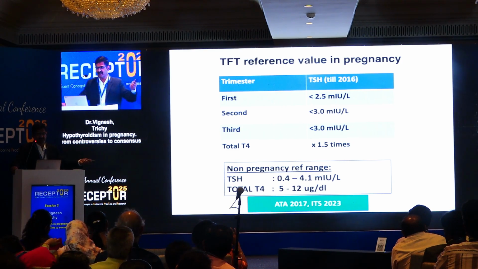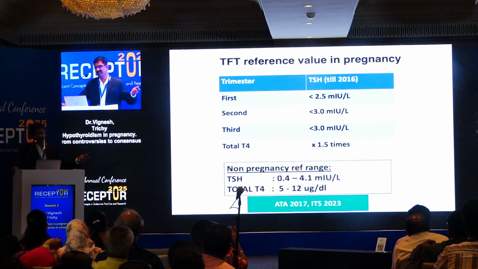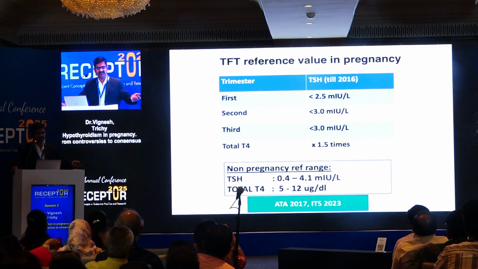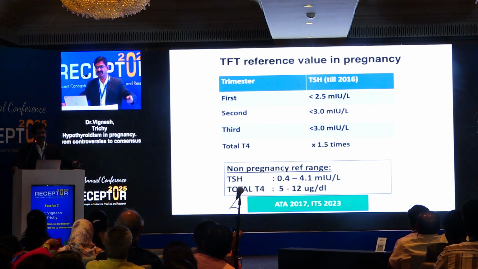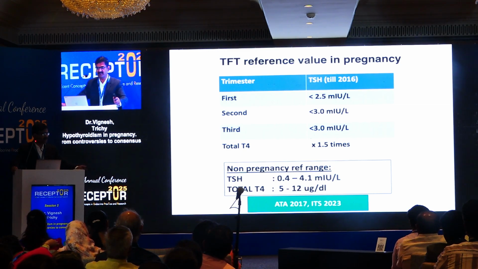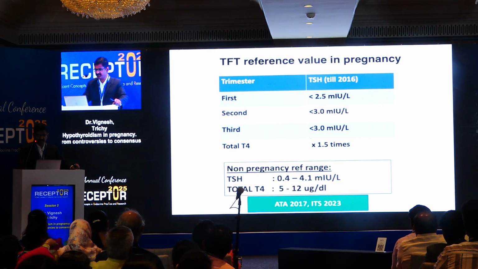Again, because of the effect of thyroxine binding globulin, T4 will be increased throughout the pregnancy. So the guideline says we can calculate the pregnancy T4 values as 1.5 times the non-pregnancy value. The non-pregnancy value is 5 to 12, so for pregnancy the maximum cutoff will be around 18 or 20 microgram per deciliter.